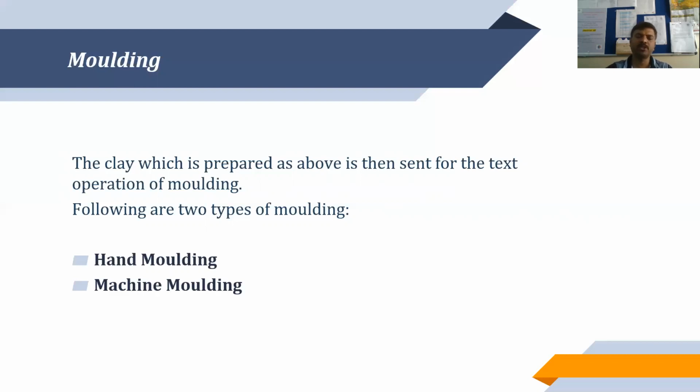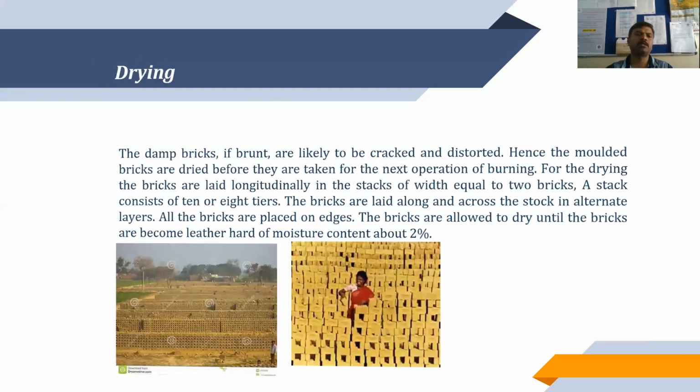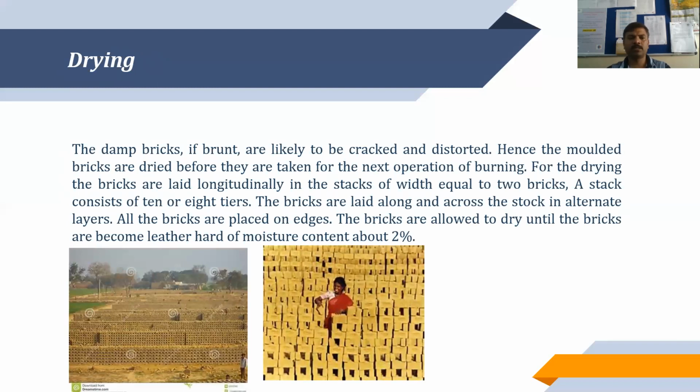The next one is the machine molding. There is nothing much to say about that because everything is done by the machine only. We just feed the clay into the machine and the machine automatically molds and demolds to give the final product. And sometimes the machine itself dries the brick and gives the product for the burning.